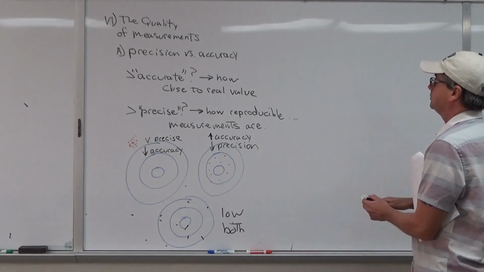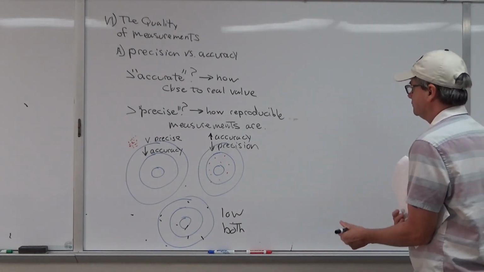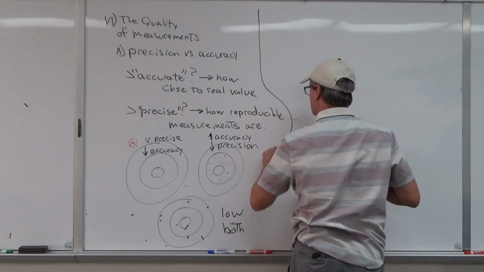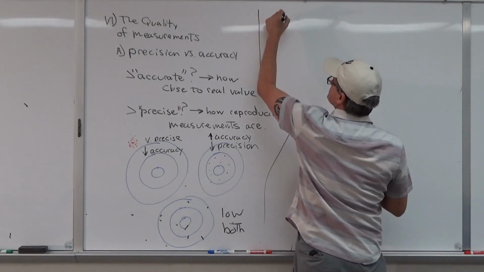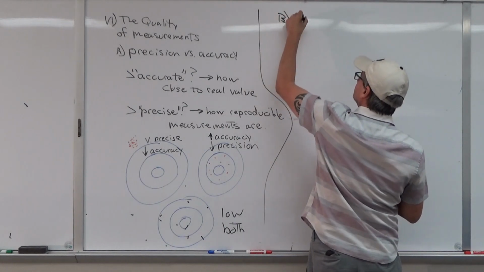But I've got plenty of writing here to do for you, which will clarify everything. All right. So this is B. Significant figures.